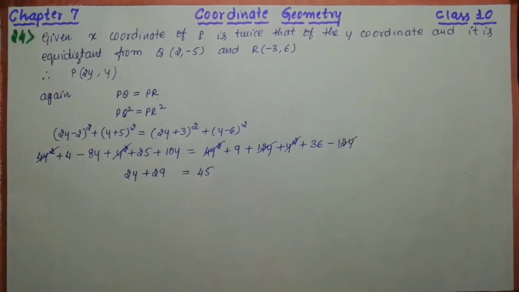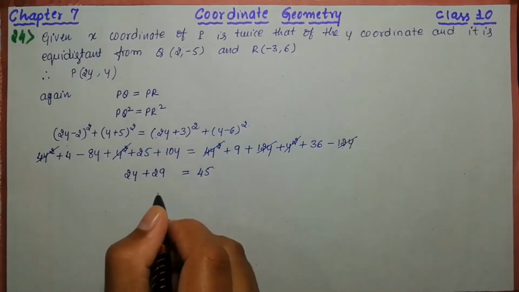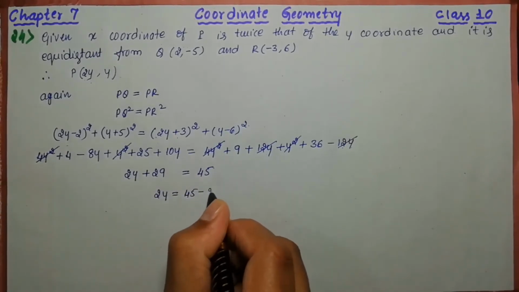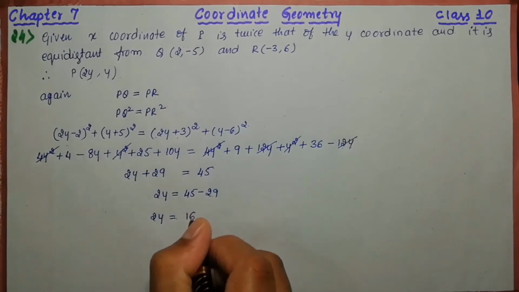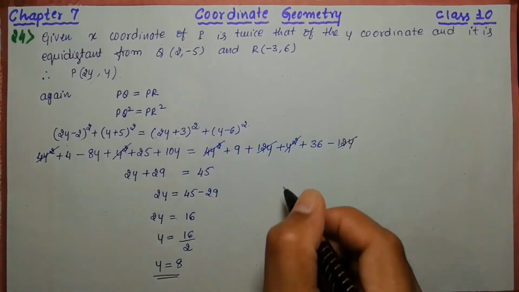Okay, 45. So now you need to simplify this one. 2y plus 29 is equal to 45, therefore 2y is equal to 45 minus 29. Okay, then 2y is equal to 45 minus 29, which is 16. Then you need to evaluate the value of y. 16 divided by 2, and then y is equal to, 2 8s are 16, so therefore you will get y is equal to 8. Okay, so now you need to write the conclusion here.